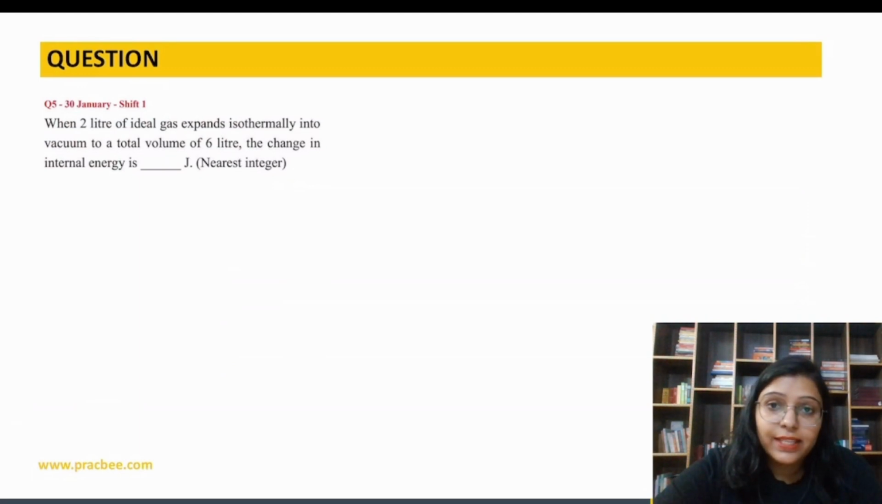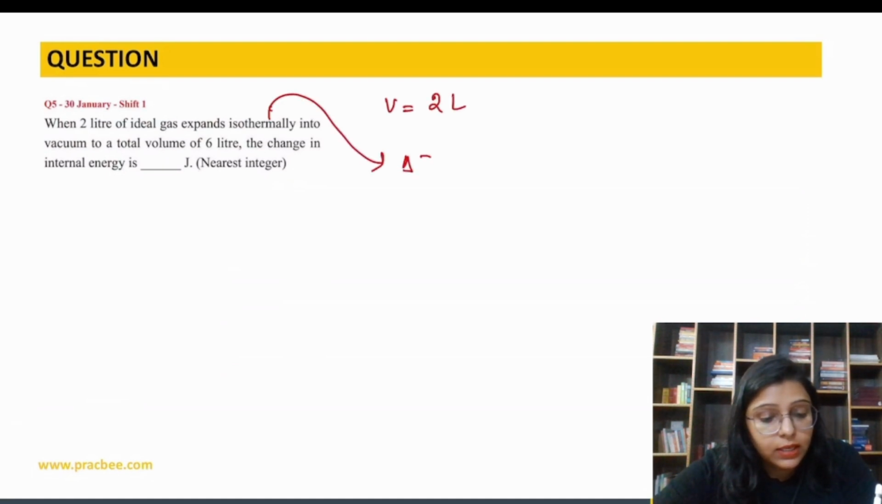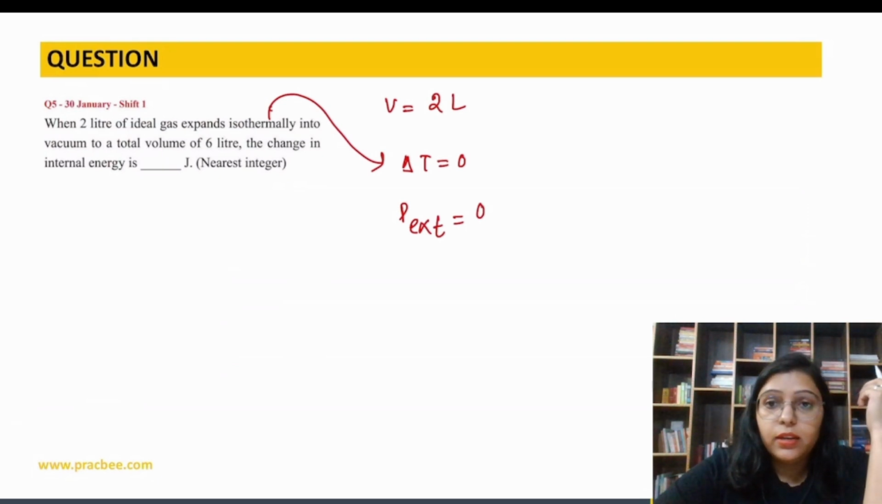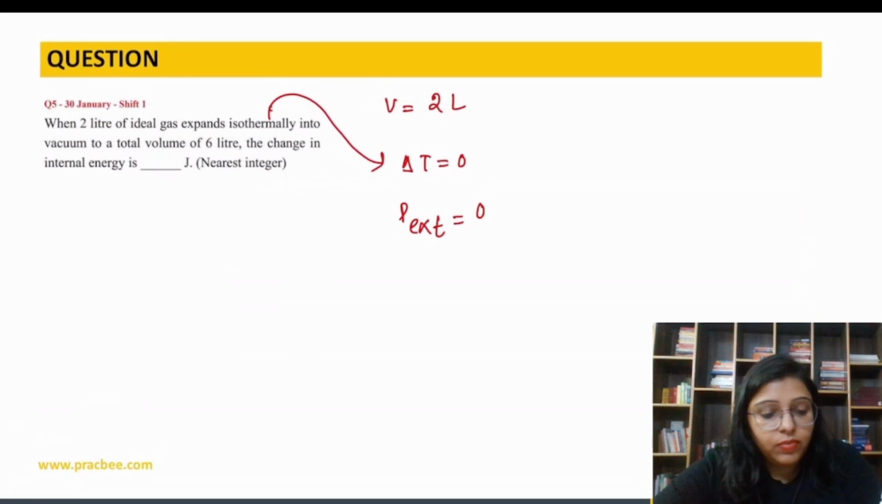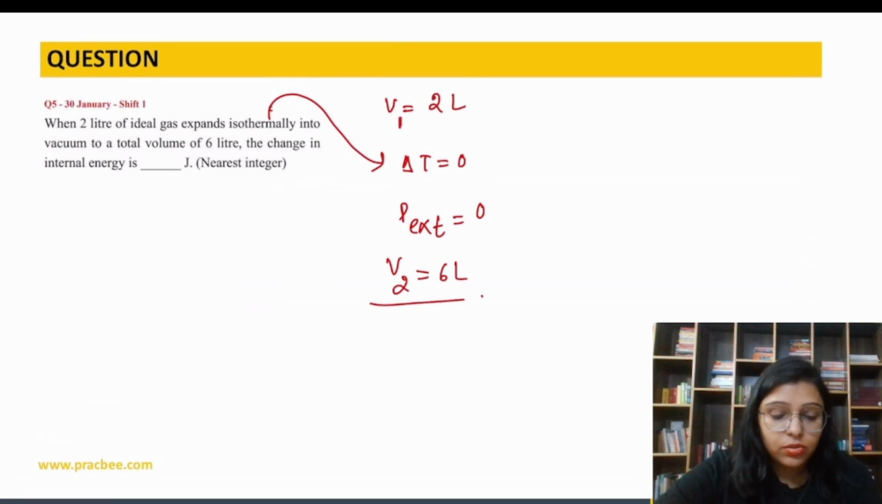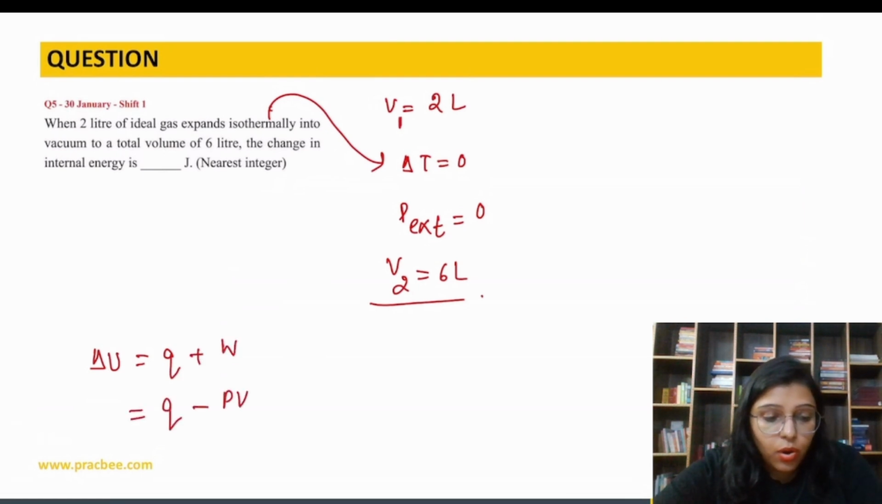When 2 liter of ideal gas expands isothermally into a vacuum to a total volume of 6 liter. So volume is 2 liter; isothermal means delta T is equal to 0. Vacuum means we do not have any external pressure, it is equal to 0. So if V1 is 2 liter, V2 is equal to 6 liter. What is the change in internal energy? How to find it? Delta U is equal to Q plus W, or we can say Q minus PV, or we have the formula delta U is equal to n Cv delta T.